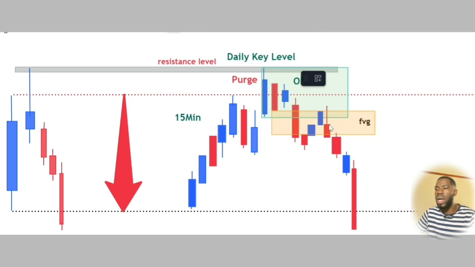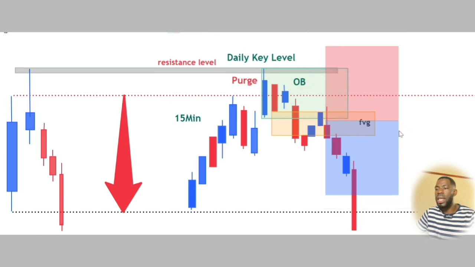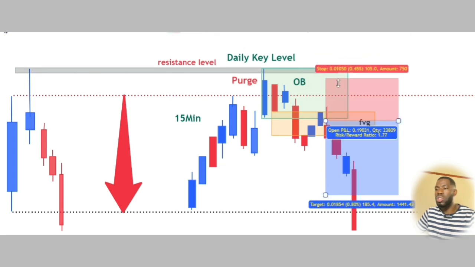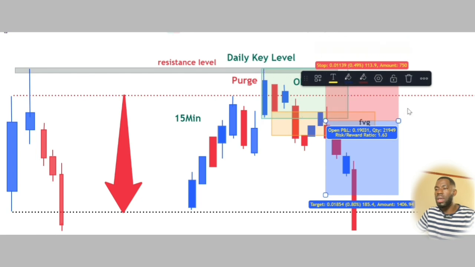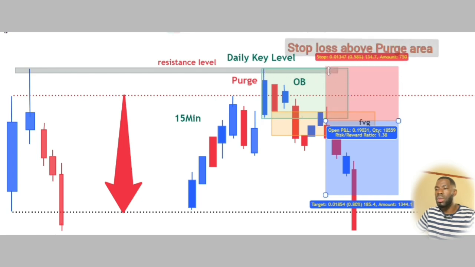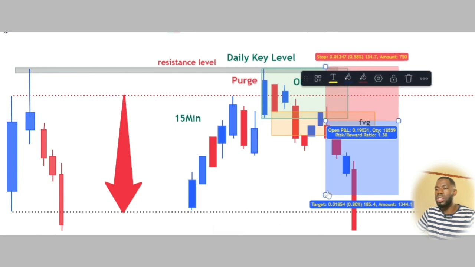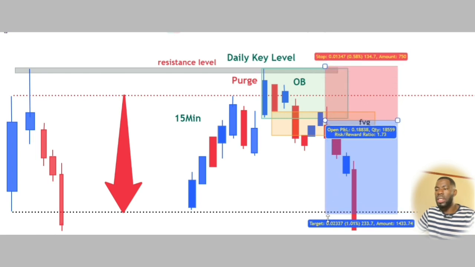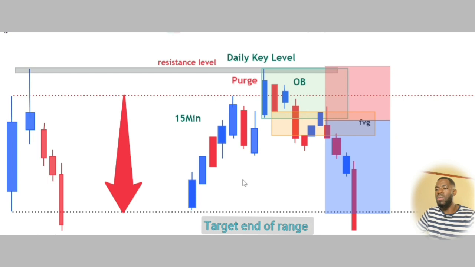This is where I would now sell. After seeing this reaction with a long wick, I would be selling here and place my stop loss just above here, above the purge, and I will target the end of the range right there. This is where I would target, and I would close off at the end of that range.